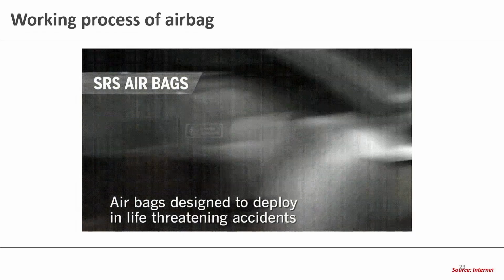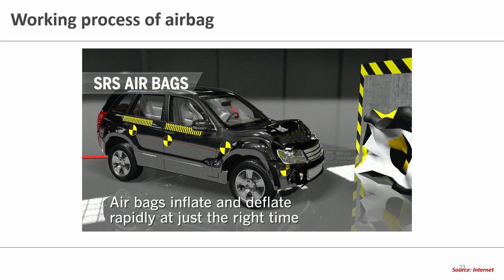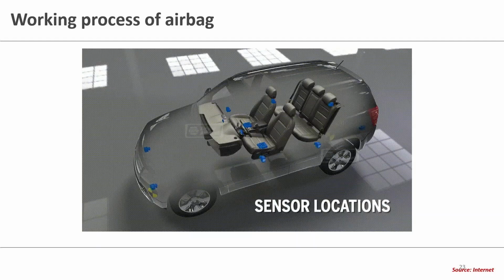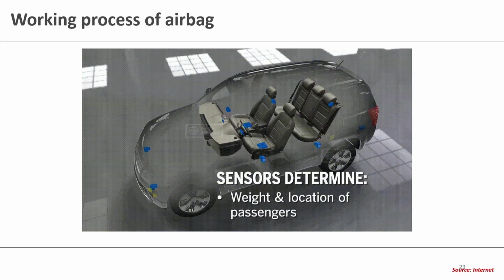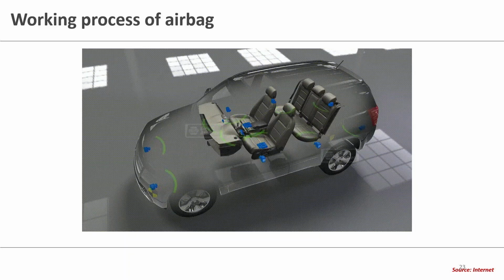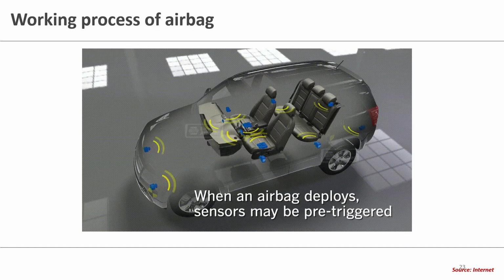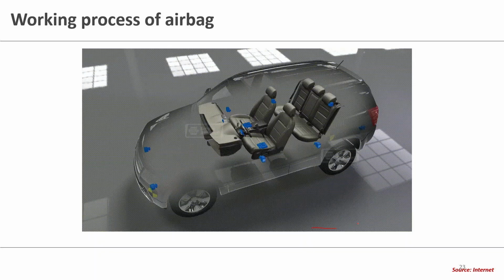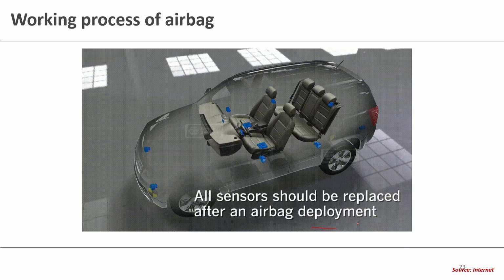Now, let us try to understand the working principle. So, airbags inflate and deflate rapidly, okay, and the sensor determines the force and is immediately activated. When an airbag deploys, the sensor may be pre-triggered. A small bump or pothole could also trigger the signal.